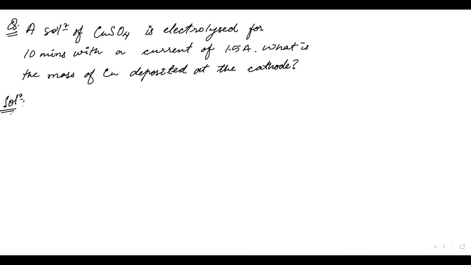Okay, a solution of CuSO4 is electrolyzed for 10 minutes with a current of 1.5 ampere. What is the mass of copper deposited at the cathode? Okay, fine. So we want to measure how much copper is deposited at the cathode. That means copper is forming. So if we will be having a reaction, then we will say Cu solid is forming. From where will we get the Cu solid? Where else do I see Cu?